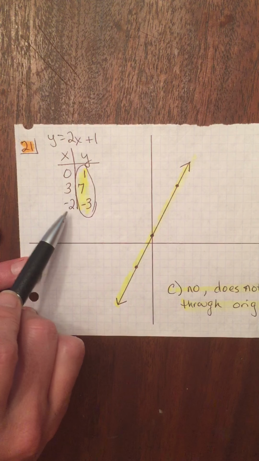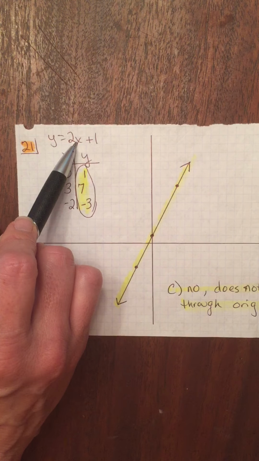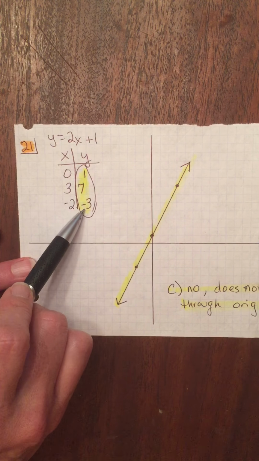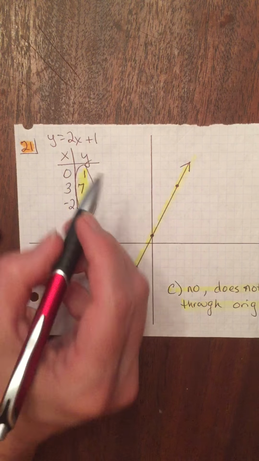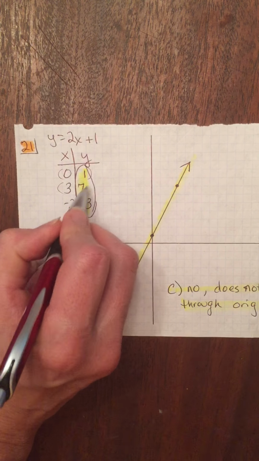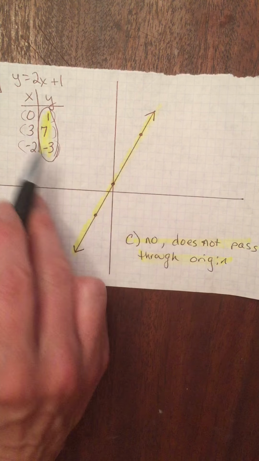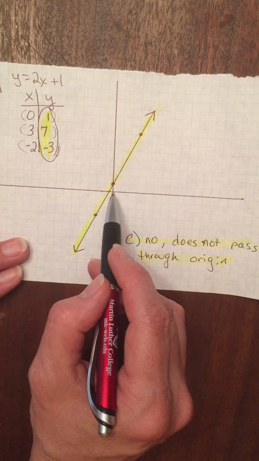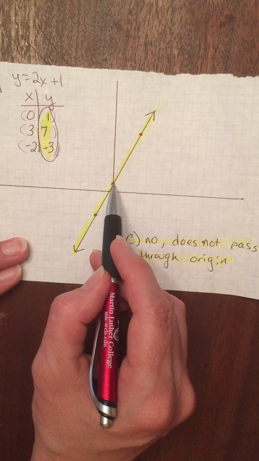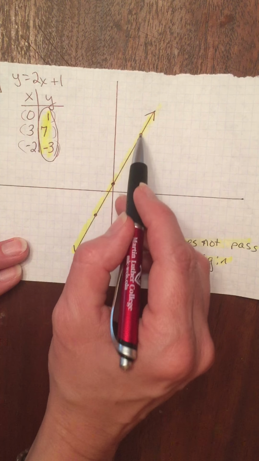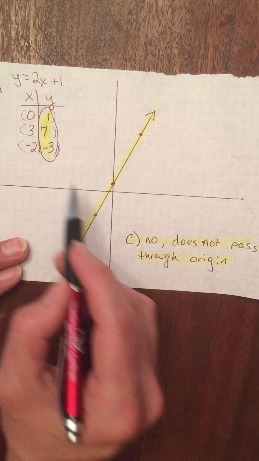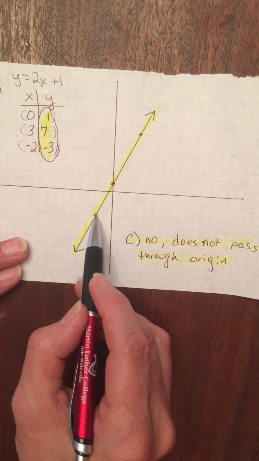What happens when x is negative 2? 2 times a negative 2 is negative 4, plus 1 is negative 3. So these end up being our xy pairs that we can graph, okay? The first one was 0, 1, that is here, that's my first point. Then 3, 7, and then negative 2, negative 3.